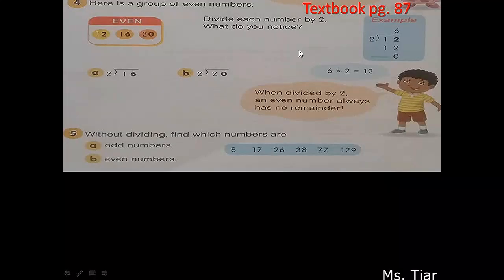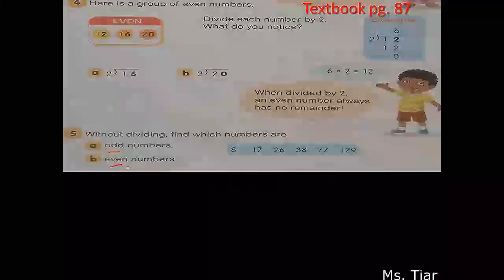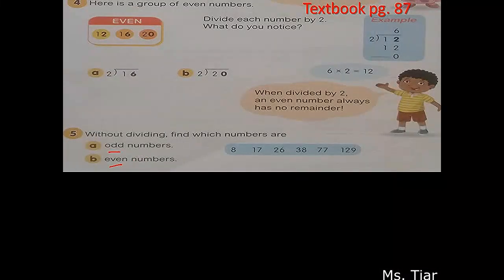Now let's go to textbook page 87. On page 87, we study about odd number and even number. What is the meaning of odd number and even number? Odd number is the number that you cannot divide with 2.